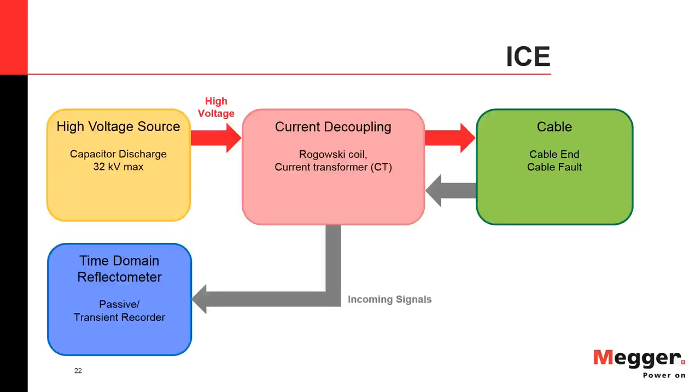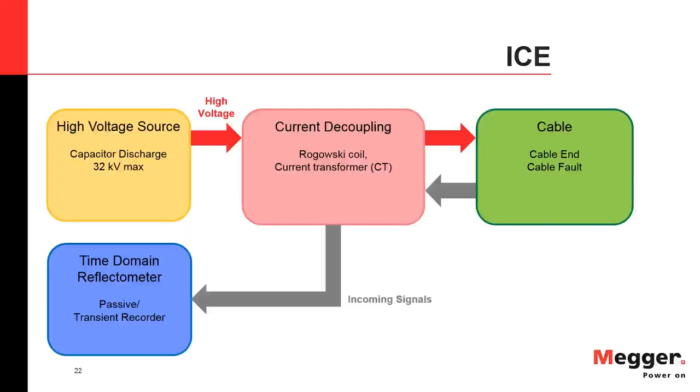And on the coupling device, typically is Rogowski coils, or on more portable systems, it's just normal CTs. So those CTs, this is the nice thing about the ICE method. These CTs, or the Rogowski coil, is in the ground path of the circuit. That means you're decoupling a current from the high voltage return. That means the CT or the Rogowski coil does not have to be isolated for full voltage. So you can get away with a very low insulation class CT, which is fairly inexpensive.